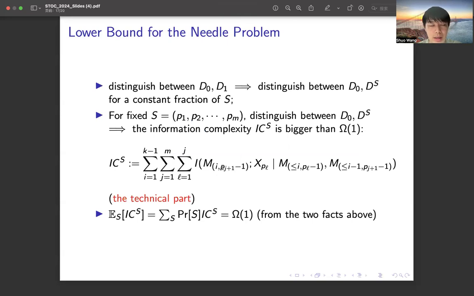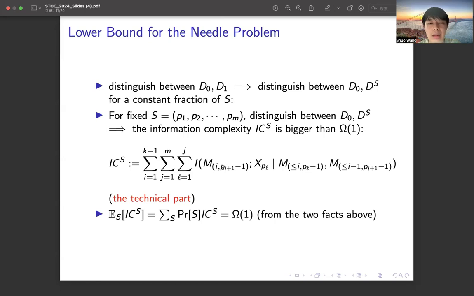And from the decomposition process and the linear combination of D1, we know that if a streaming algorithm can distinguish between D0 and D1, by an average argument, the streaming algorithm can also distinguish between D0 and DS for a constant fraction of S. And for a fixed coordinate set S equals P1, P2 to Pm, if a streaming algorithm can distinguish between D0 and DS, the information complexity ICS is bigger than omega 1.